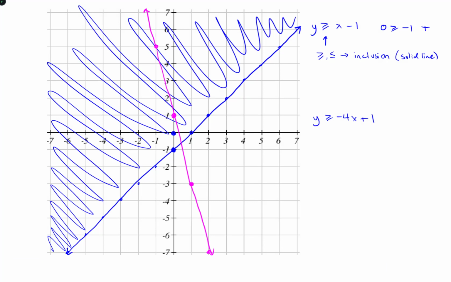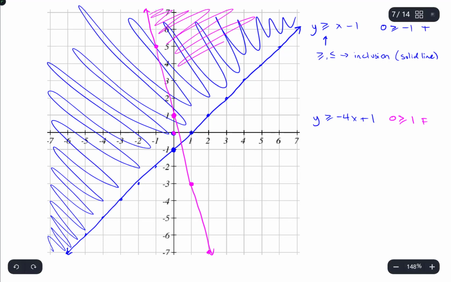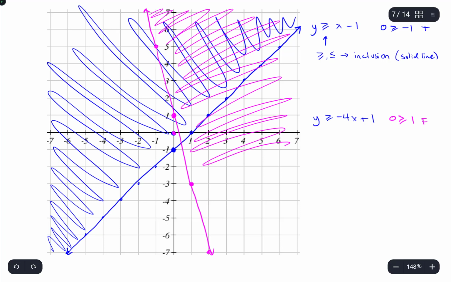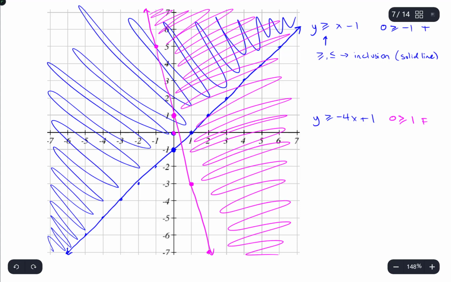And now I need to decide which side of the line is going to be shaded. And I can again use the origin for a test. So if I plug in the origin, that would give me y is 0, greater than or equal to negative 4 times 0 is 0, then plus 1. So we have 0 is greater than or equal to 1. That's not true. That's a false statement. And what that means is we shade the opposite side of that line, the side that does not contain the origin. So there's the solution region for that line.